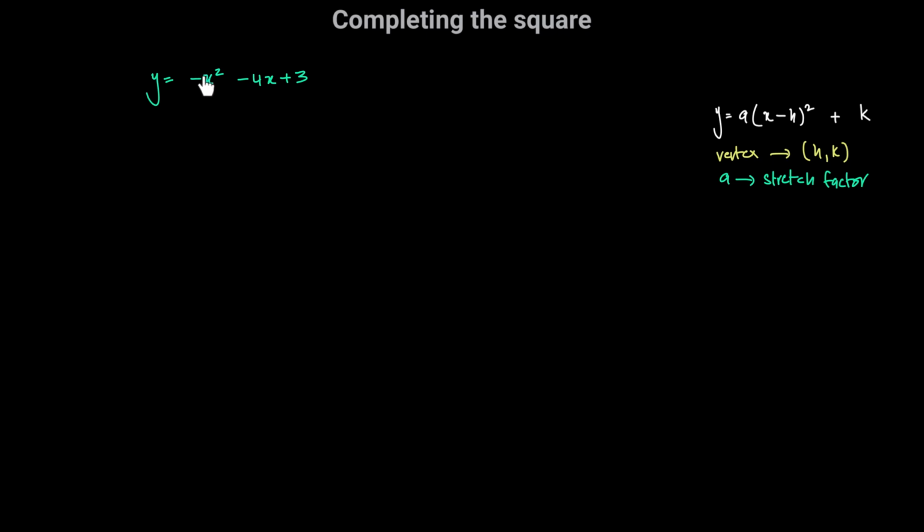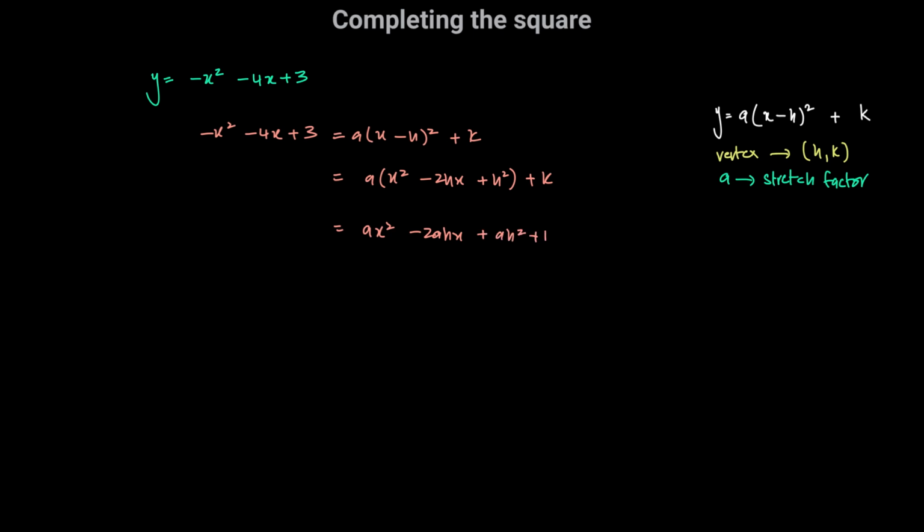Next, we can equate this quadratic expression to the completed square form. So we can say minus x squared minus 4x plus 3 is equal to a times x minus h the whole thing squared plus k. Again, for this quadratic expression here, we want to find the values of a, h, and k. And if we expand the right hand side here, we have a times x squared minus 2hx plus h squared, and we have plus k, and this can be written as ax squared minus 2ahx plus ah squared plus k.